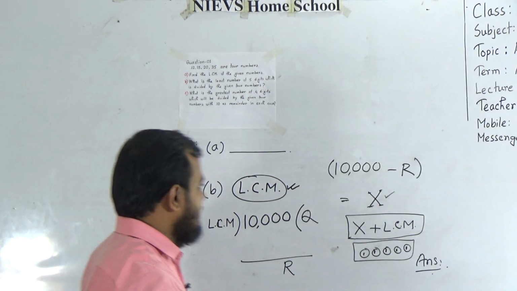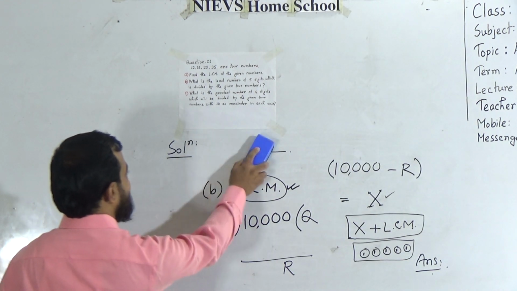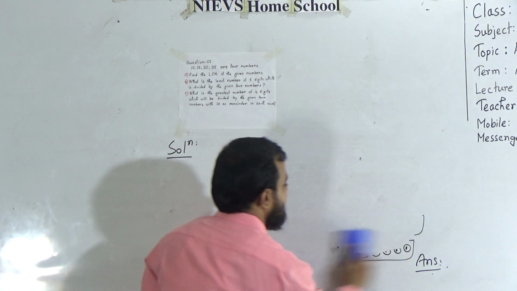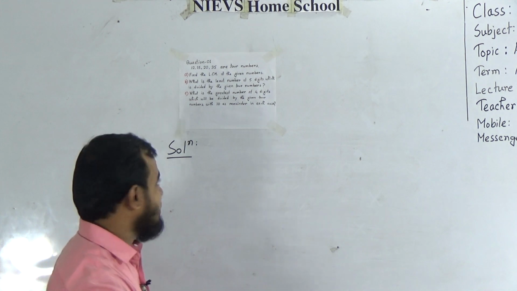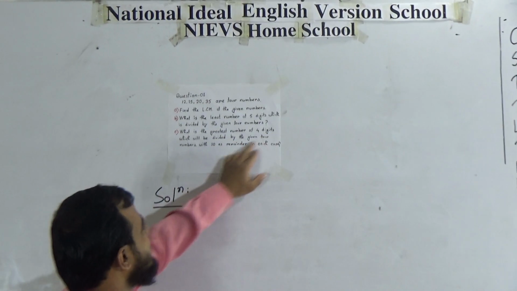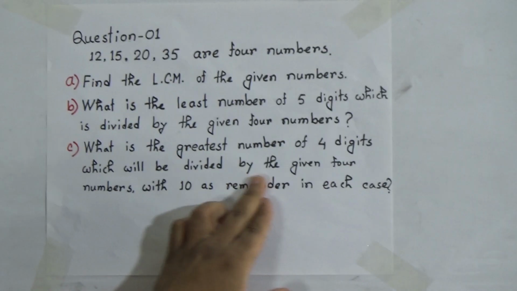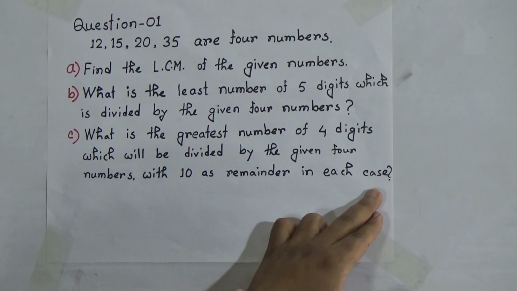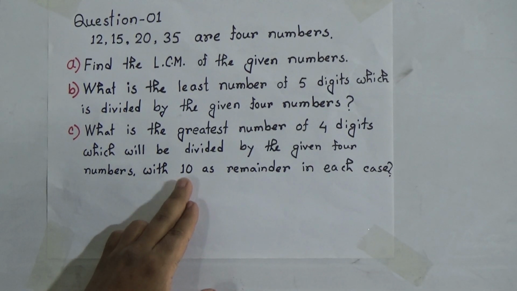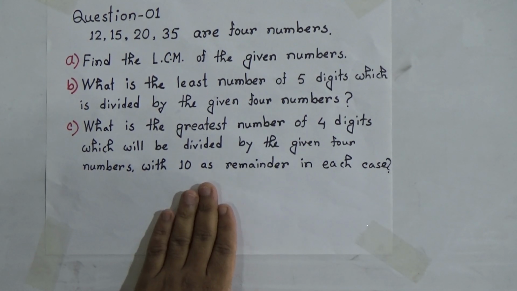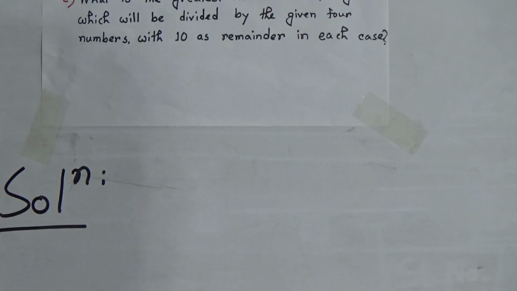Dear students, next the solution of C is needed. Now activity C says: what is the greatest number of 4 digits which will be divided by the given 4 numbers with 10 as remainder in each case? Look at this, 10 as remainder in each case. To understand this one, first of all understand this.